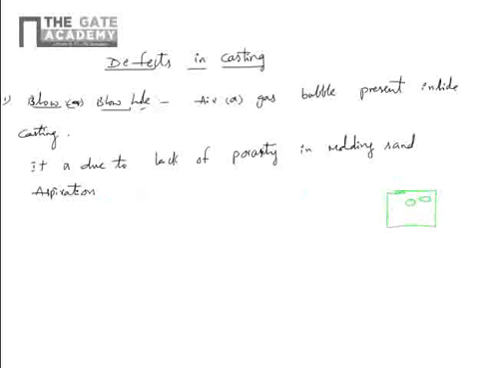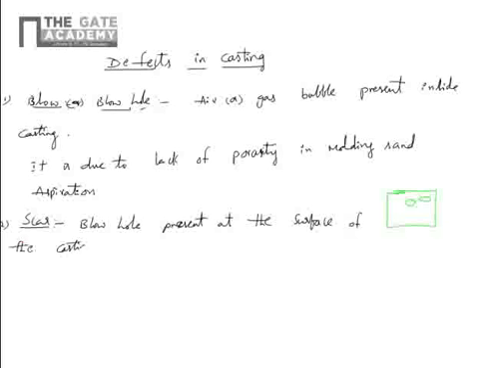Next one is scab. A blowhole present at the surface of the casting is called a scab. Blister: a blowhole present near the surface of the casting is called a blister.